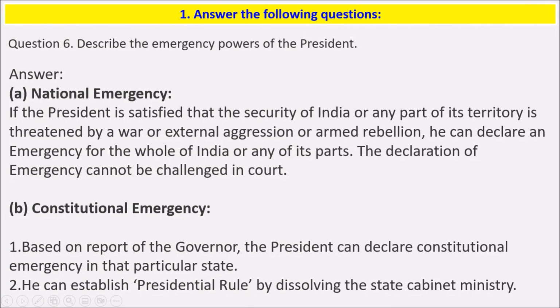Next, describe the emergency powers of the President. So, emergency powers are national emergency. If the President is satisfied that the security of India and any part of its territory is threatened by war or external aggression or armed rebellion, he can declare an emergency for the whole of India or any of its part. The declaration of emergency cannot be challenged in court.